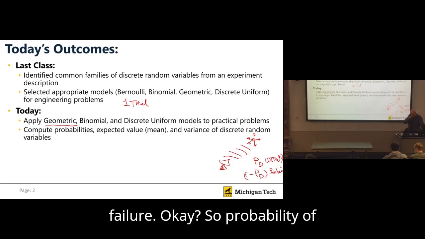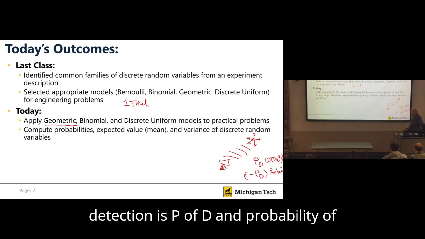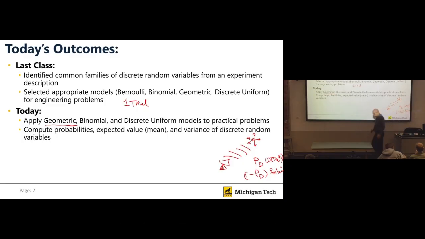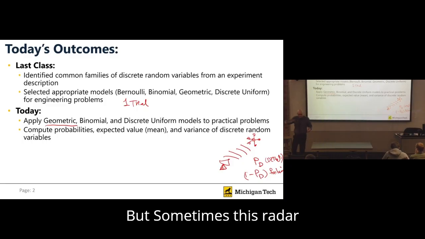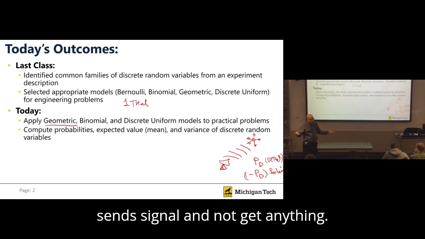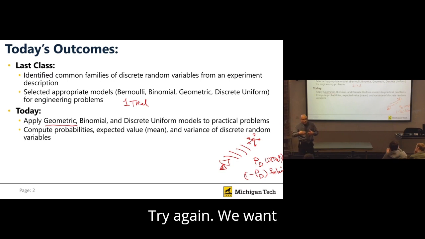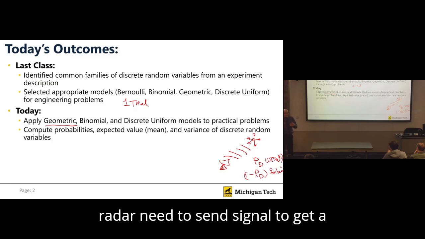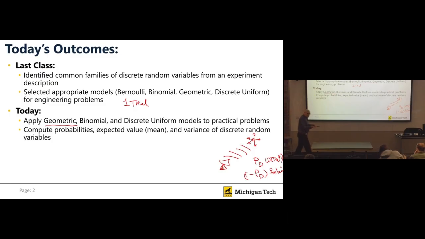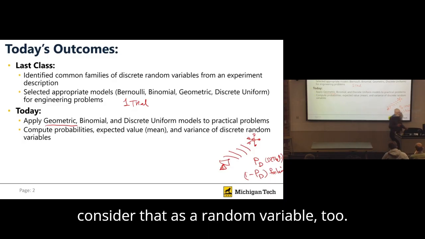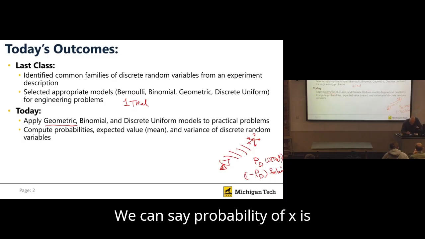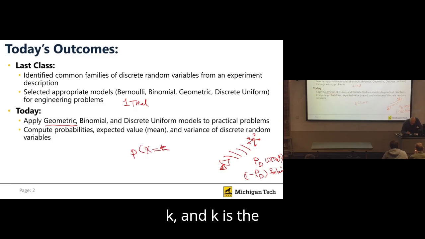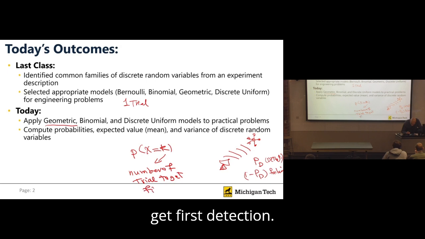Failure. Okay? So the probability of detection is P of D, and the probability of not detection is 1 minus P. But sometimes this radar sends a signal and does not get anything. Try again. We want to see how many times this radar needs to send a signal to get a proper detection. So we can consider that as a random variable too. We can say the probability of X is K, and K is the number of trials to get the first detection.